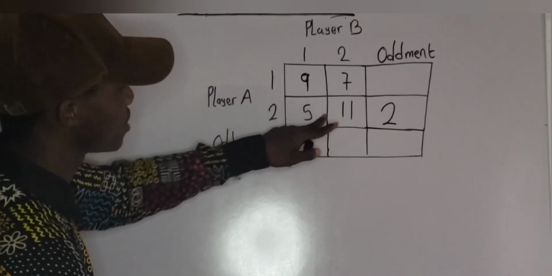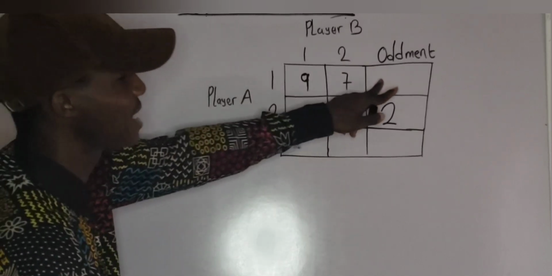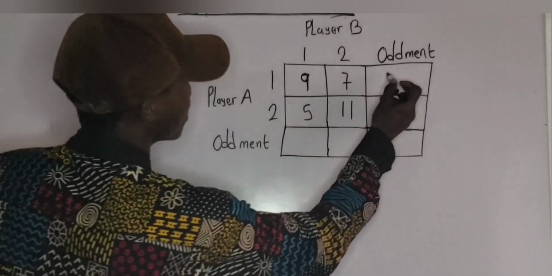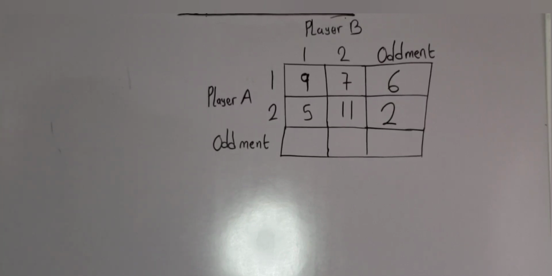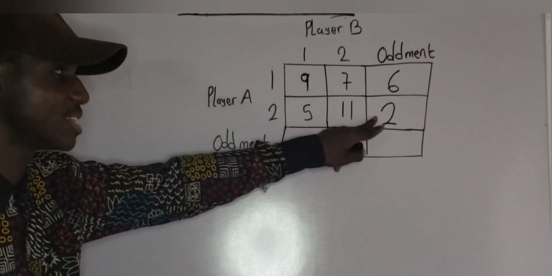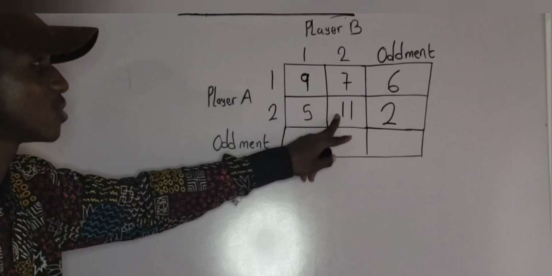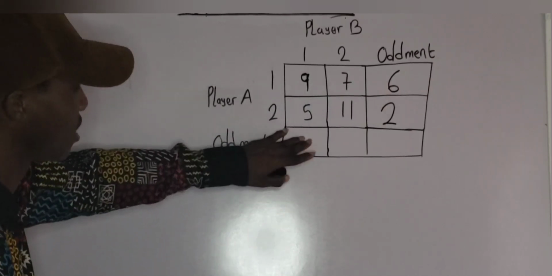Okay. For this, I'm going to have 11 minus 5. So that will be 6. So I'm going to write it against the first strategy. That is 6. Do you understand how I take the oddment? Oddment means taking the difference between the rows and the columns and writing it against each other. You take the difference of the first row, write it against the second row. Take the difference of the second row, write it against the first row. You understand? So let's proceed to the column.